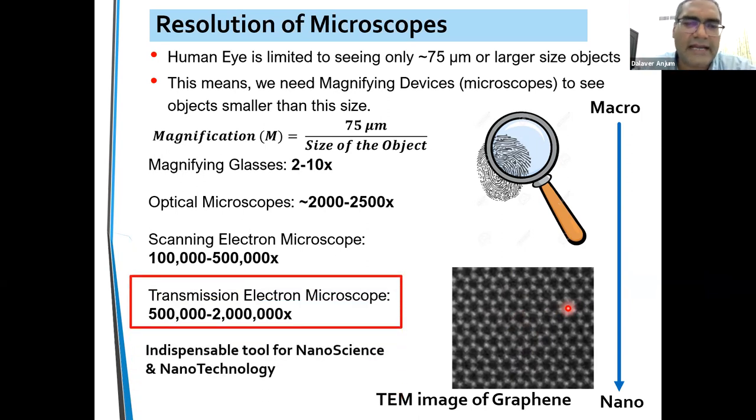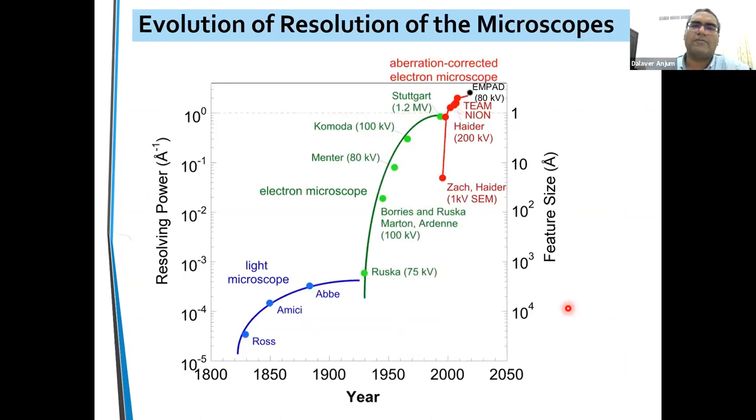And as Arvi made the point, transmission electron microscopy is an indispensable tool for nanoscience and nanotechnology. Now, just to give you some idea about the history of the evolution of the resolution of microscopes. It goes back a long time, with the discovery of the light microscope. It started with Robert Hooke. The microscope was already built, but Robert Hooke is the first scientist who really used it in a very practical way, and it became a scientific tool after that, basically.